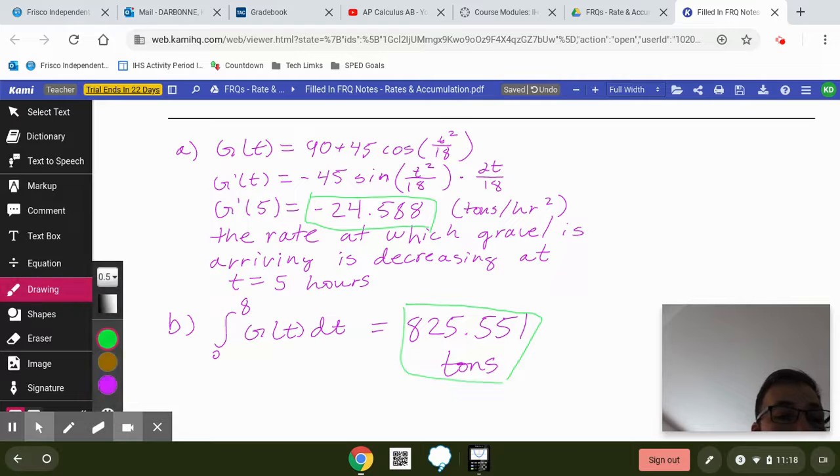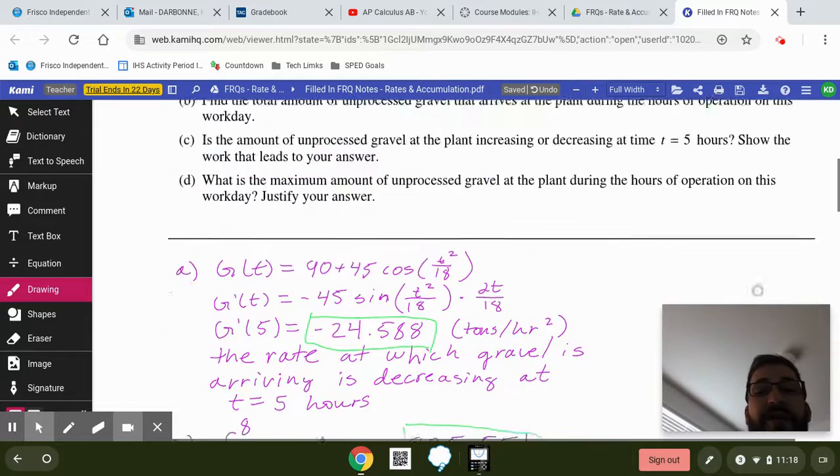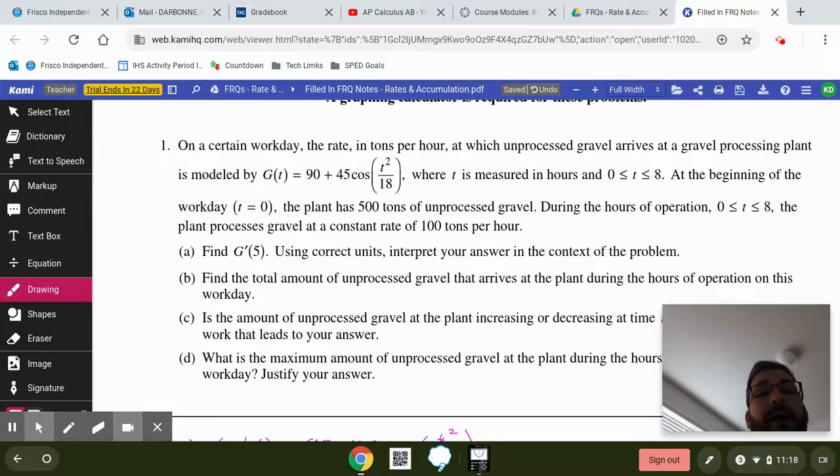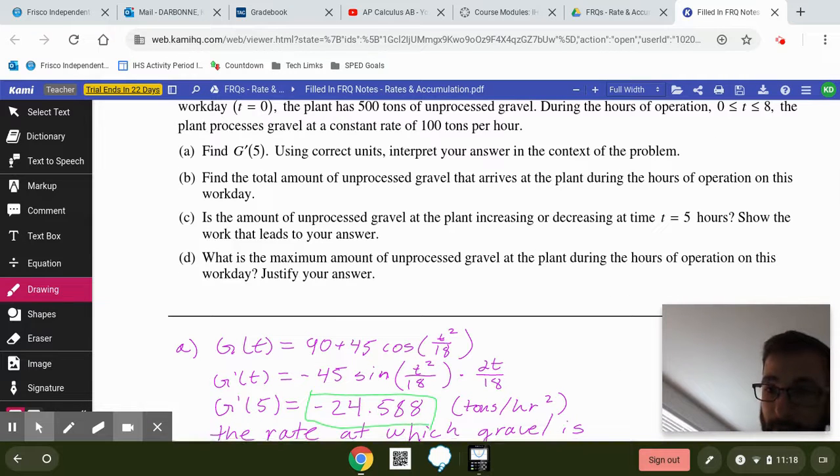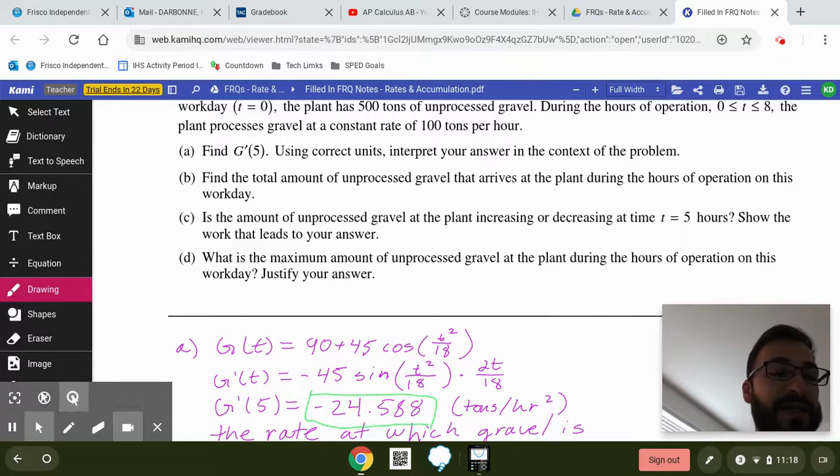All right, so just as a recap on part B, how did I know to integrate? Because I had a function representing the rate that the gravel was arriving, and I wanted to know the total amount. So I had the velocity representative equation, and I wanted to find the position, so I had to integrate to go backwards. All right, part C. Is the amount of unprocessed gravel at the plant increasing or decreasing at time t equals 5 hours? Show the work that leads to your answer.